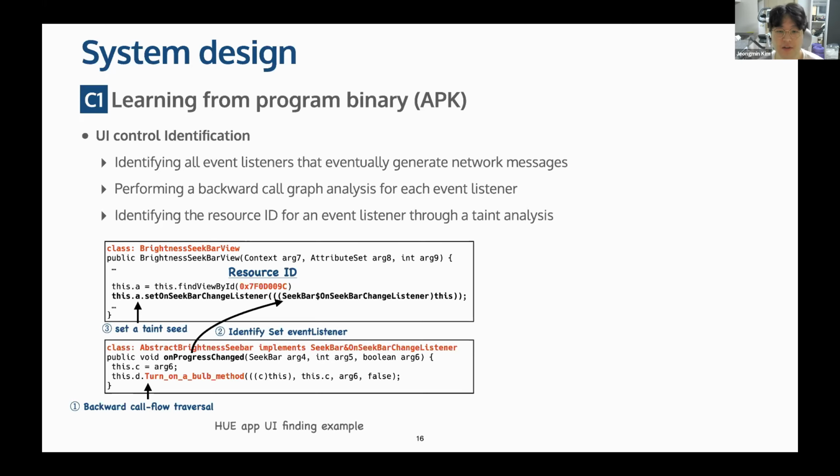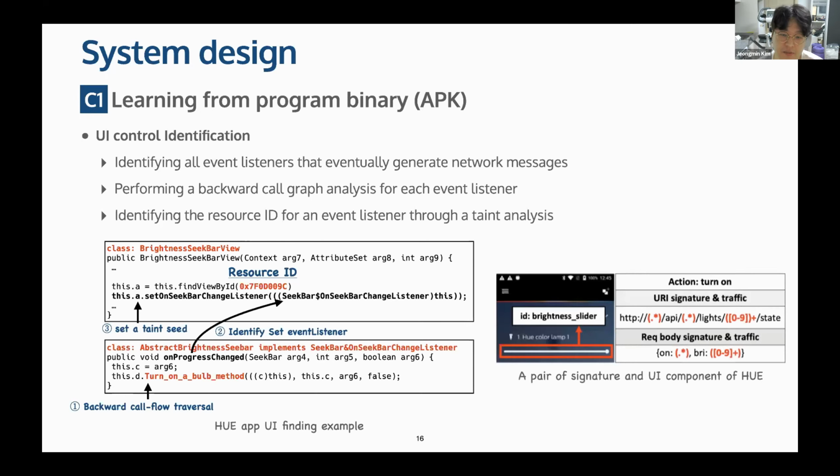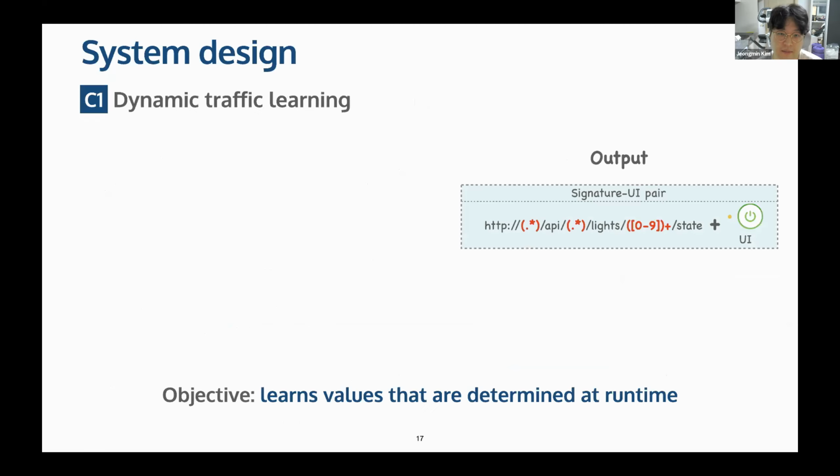In this figure, the resource ID is 7F0D009C. We also find a plain text label in the XML manifest based on the hex ID. In this case, the UI label is brightness underbar slider. Lumos sets the label as a default semantic tag for the network signature. Note that this default semantic tag might be modified by the user in the semantics learning page.